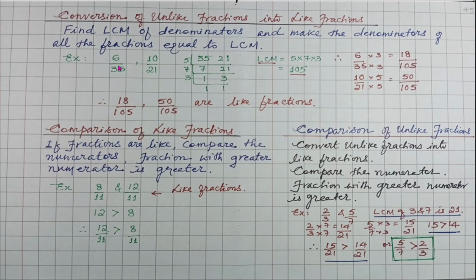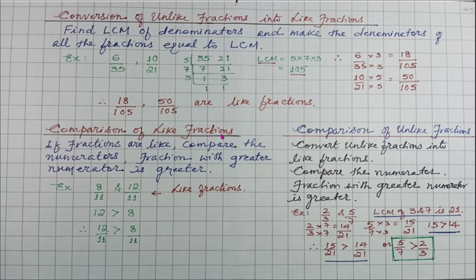So convert 6 by 35 such that the denominator is 105, and for that I have to multiply 35 by 3 and 6 by 3. I'll get 18 by 105. So also 10 by 21, convert 21 into 105. For that I have to multiply 21 by 5 and 10 by 5. I get 50 by 105. So therefore 18 by 105 and 50 by 105 are like fractions, because the denominators are the same now. Earlier the denominators were different, therefore unlike, and now the denominators are the same, they are now like fractions, and that is the procedure of converting the unlike fractions into like fractions.